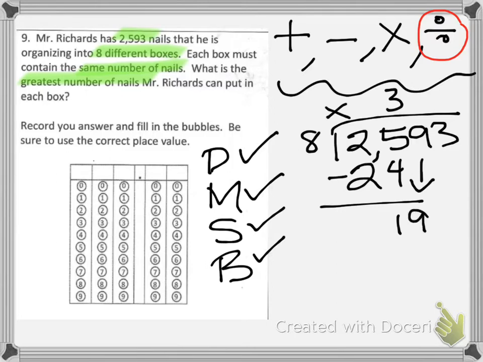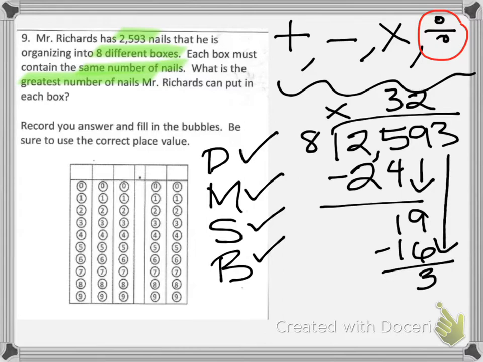9. How many times can 8 go into 19? Or how many groups of 8 are in 19? You guessed it, there are 2. So 8 times 2 is 16. 9 minus 6 is 3. We're going to bring the 3 down again.